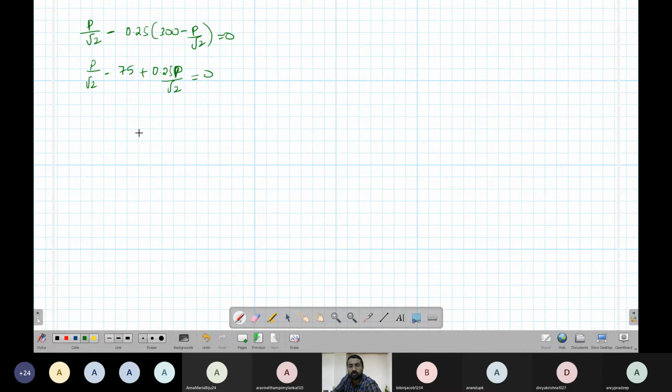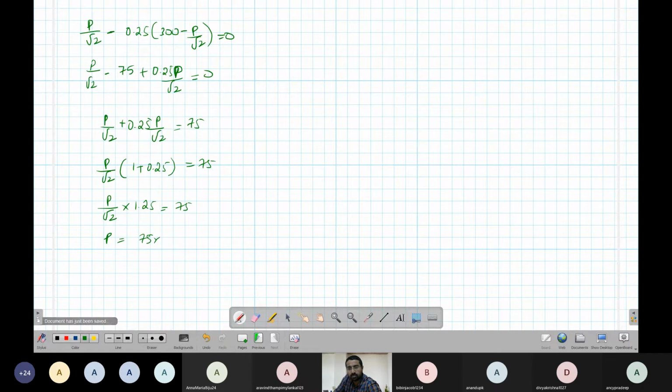Okay. So this is P by root 2 into 1 minus 0. So 1 plus P by root 2 plus 0.25 P by root 2 equal to 75. Okay. P by root 2 into 1 plus 0.25 equal to 75. P by root 2 into 1.25 equal to 75. P equal to 75 times root 2 upon 1.25.